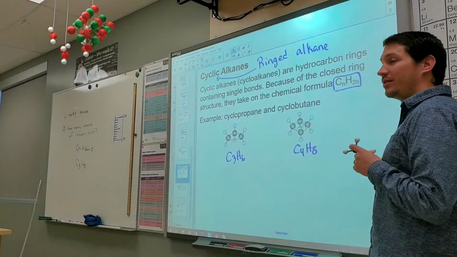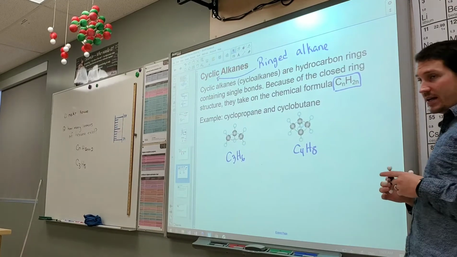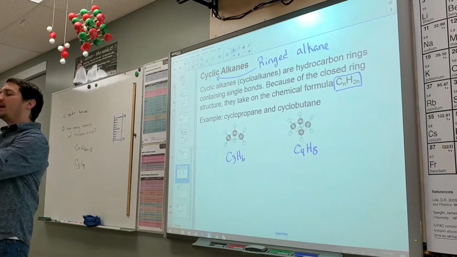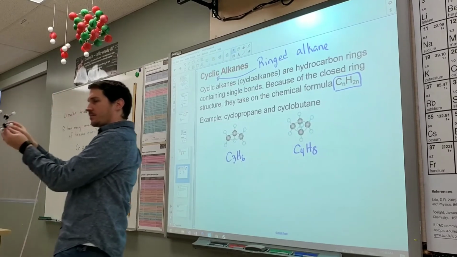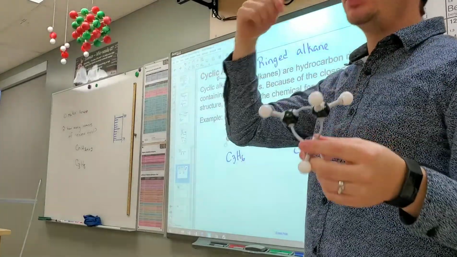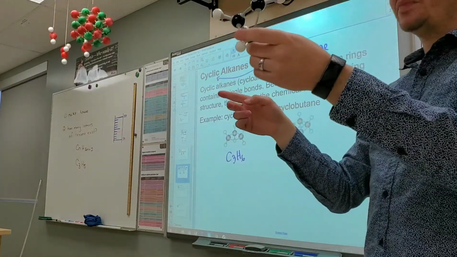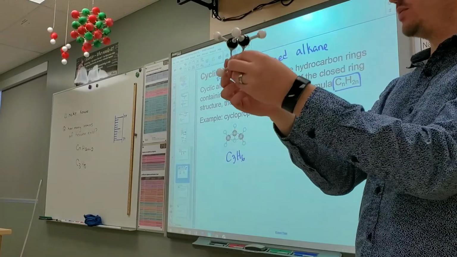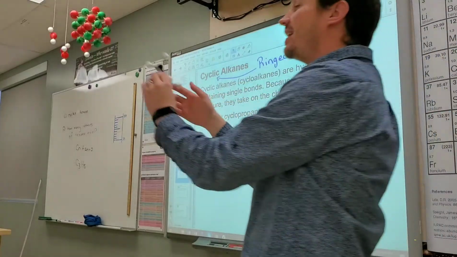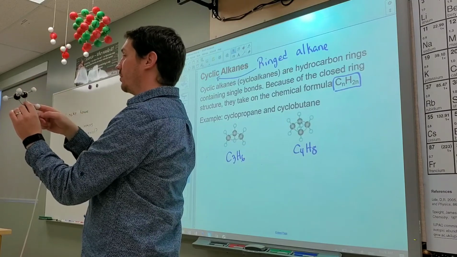Naming cycloalkanes is the exact same thing as naming regular alkanes. The only problem is, when I look at this, is there a beginning or an end to this molecule? No. Whereas if I had a straight chain, is there a beginning and an end? Yeah. So if I need to number these carbons 1, 2, and 3, which one becomes 1, which becomes 2, and which becomes 3? There's no way to differentiate them, so you just call one of them 1, one of them 2, and one of them 3.